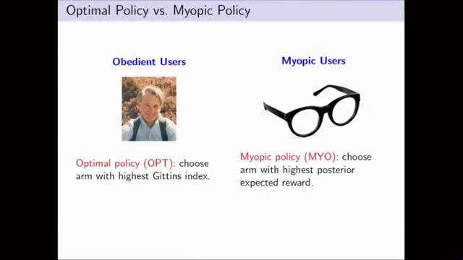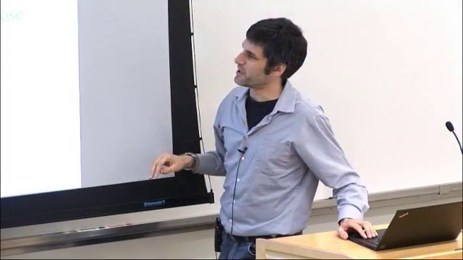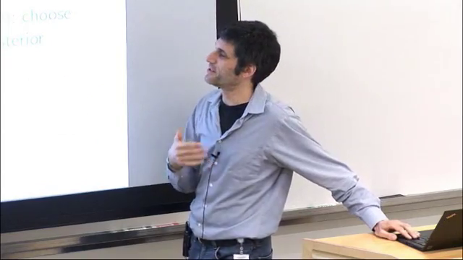OK. For myopic users, the policy is even simpler to describe. I described it on the last slide. It's a purely greedy policy that always computes the posterior expected reward of each arm and pulls the one with the highest expectation.